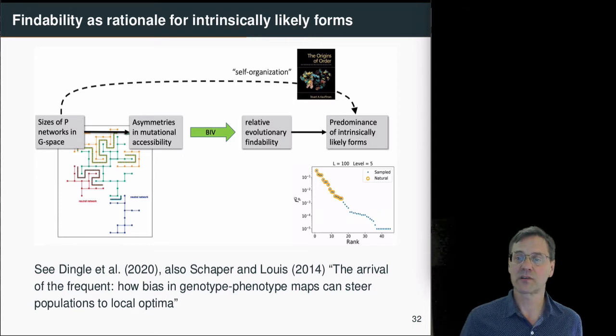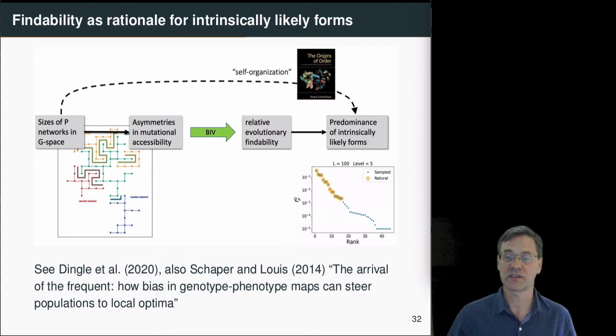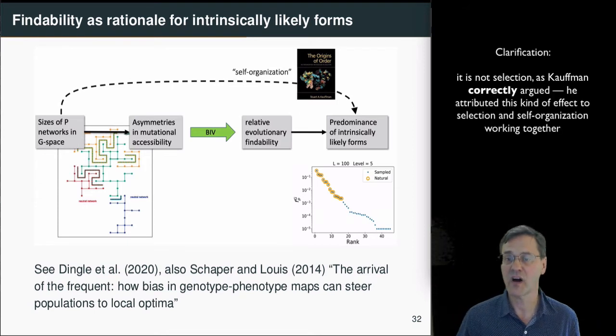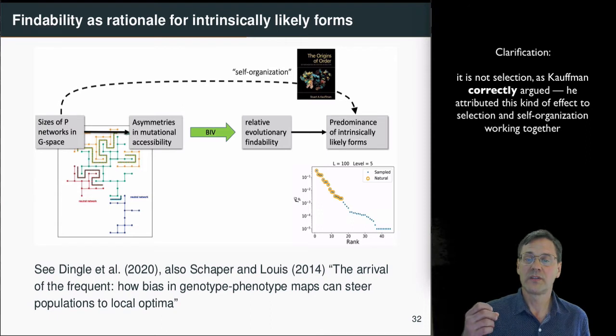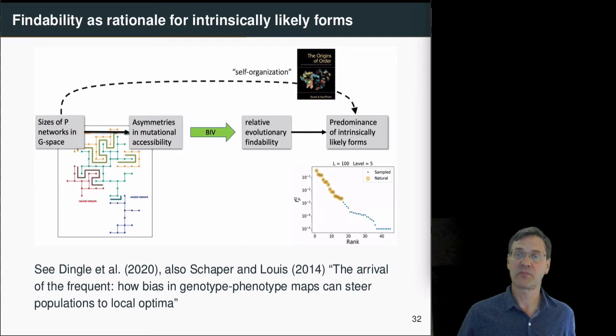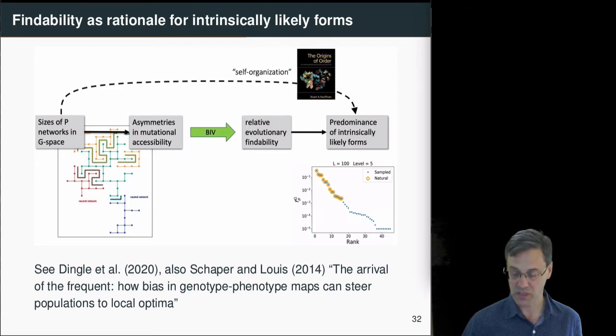A few years ago, Lewis's lab did population genetic simulations to show that these effects arise from kinetic bias due to mutational introduction. They are not an effect of selection, which is what Kauffman argued. So the arrival of the frequent, for Schaper and Louis, means that folds that occupy a greater volume of genotype space have more mutational arrows pointed at them, which makes them more findable by an evolutionary process of exploration based on mutation.